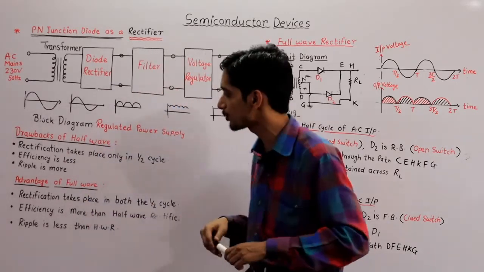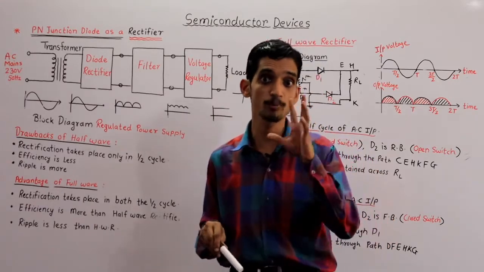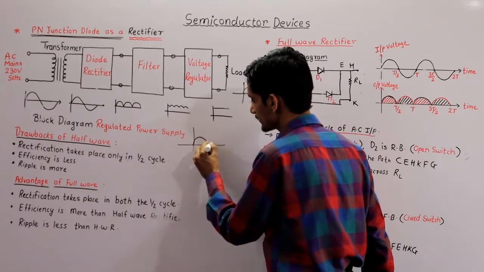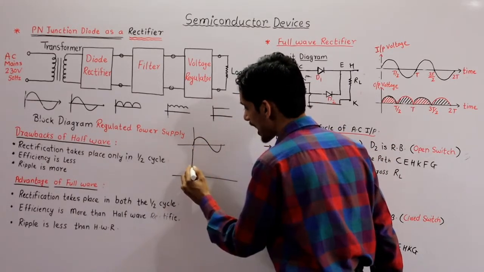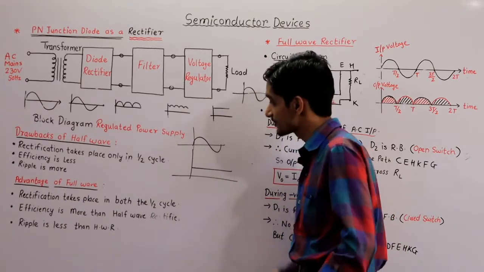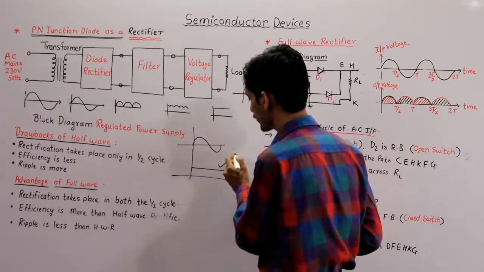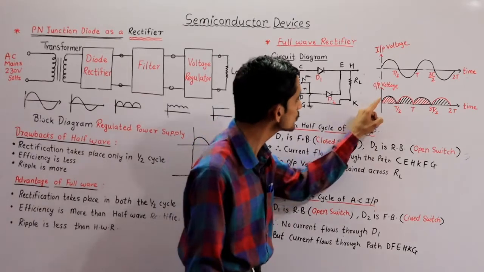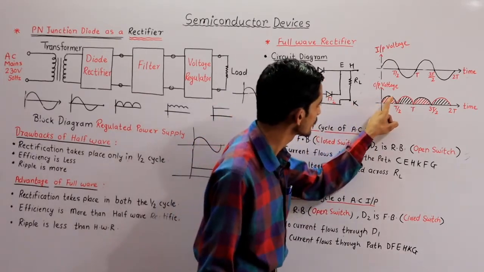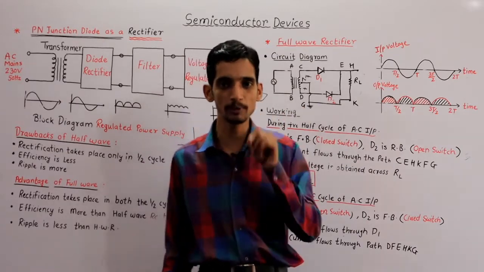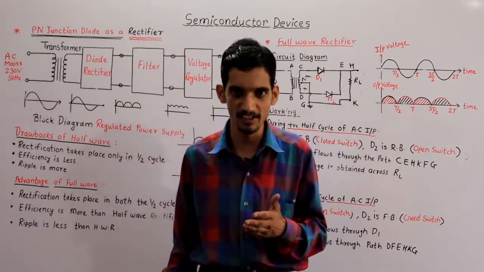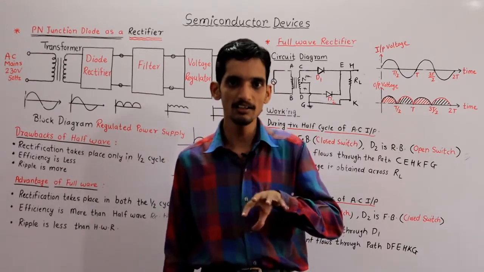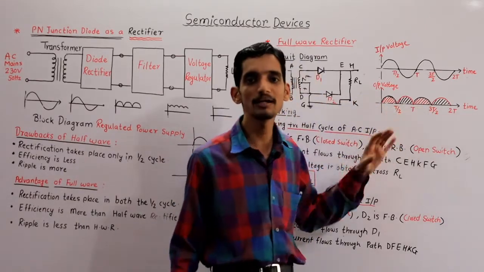And third important point is what? Ripple is more. Now this is an important point. What is a ripple actually? You know that suppose if this is an AC waveform, then ideally DC means like this. But if you observe, we are not getting such kind of waveform in case of rectifier. We are getting this kind of waveform. Now in this waveform also some AC is present because it is changing. So whatever AC content is present in the output of rectifier, that particular content of AC is called ripple, and that particular output is called pulsating output.